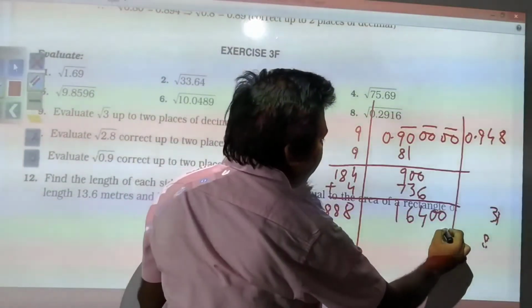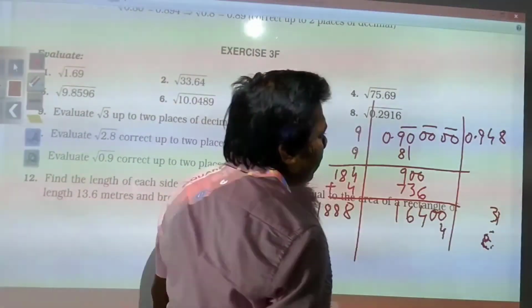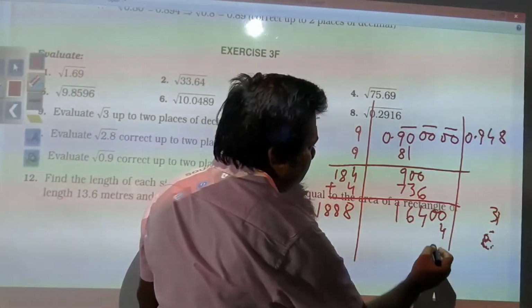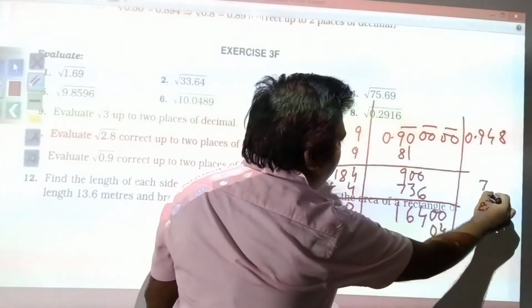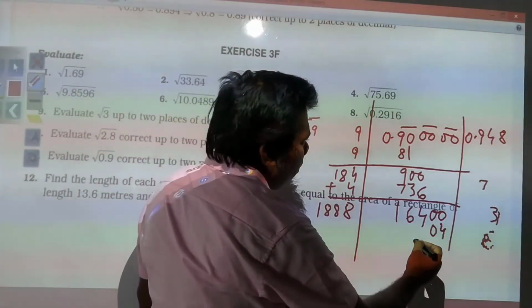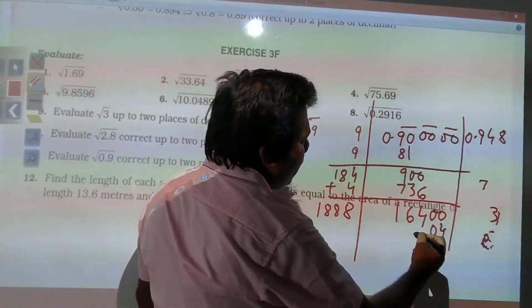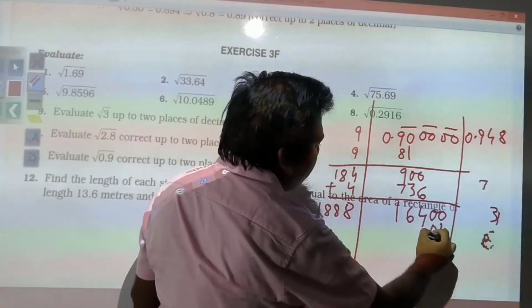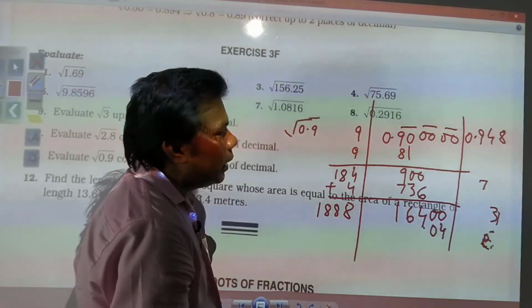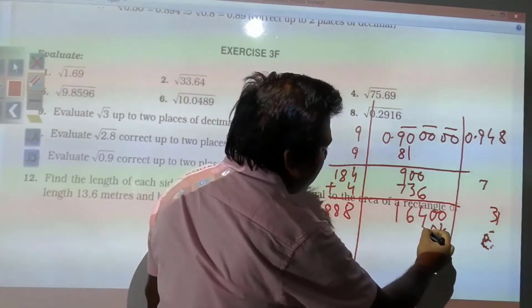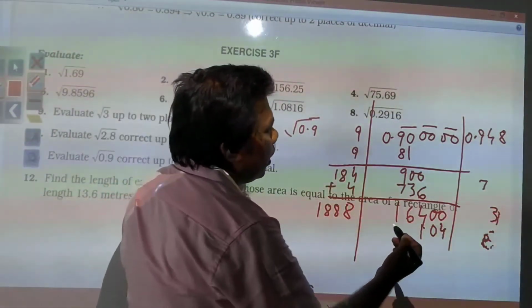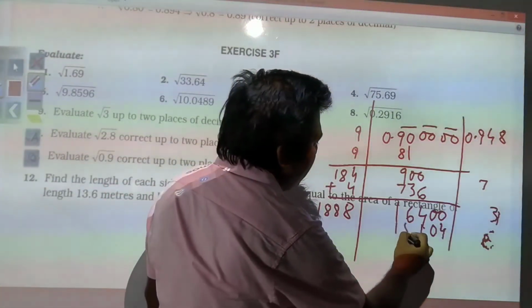8 8s are 64, 6 you will have, 8 8s are 64 and 6, 70, 7 you will have, 8 8s are 64 and 7, 71, and 8 1s are 8 and 7, 15.